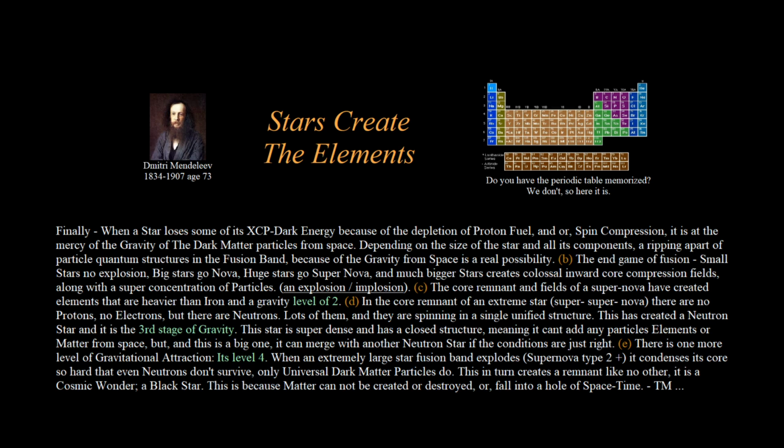When an extremely large star's fusion band explodes, supernova type 2+, it condenses its core so hard that even neutrons don't survive, only universal dark matter particles do. This in turn creates a remnant like no other, a cosmic wonder, a black star. This is because matter cannot be created or destroyed, or fall into a hole of space-time.